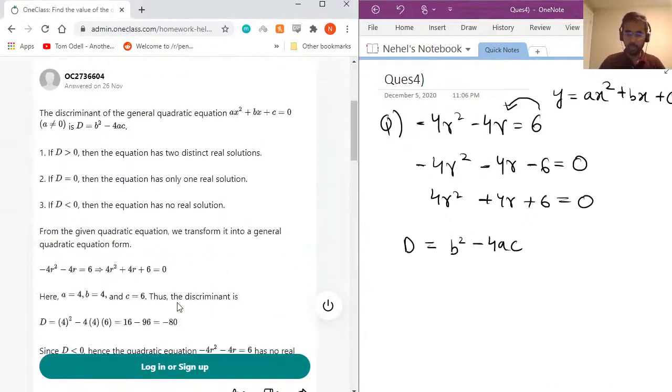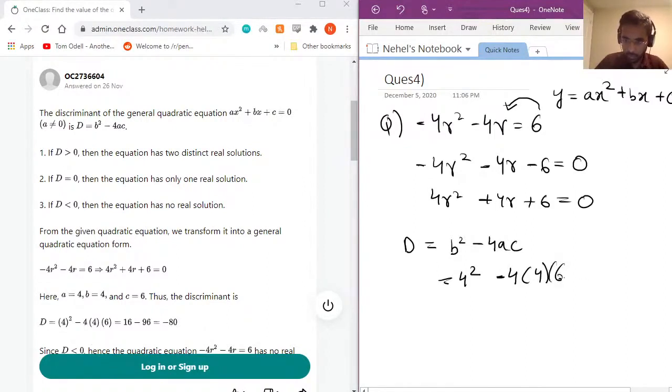So if I were to plug all of them in, for the discriminant value I would get 4 squared minus 4 times 4 times 6, which is equal to 16 minus 16 times 6, which is 96. So the final value would be negative 80. So the discriminant is actually negative.